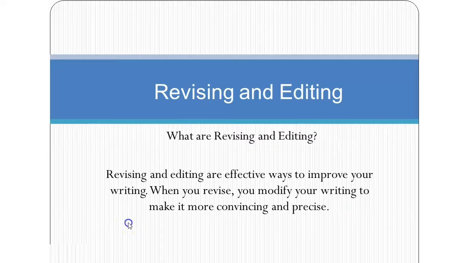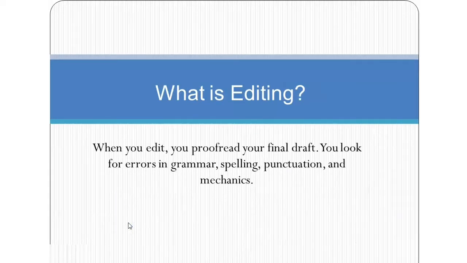طيب شو يعني editing now? When I say editing, it means I proofread my final draft. So when you edit, you proofread your final draft. You look for errors in grammar, spelling, punctuation, and mechanics. لما بحكي عن editing يعني أنا بدي صحح grammatical mistakes, spelling mistakes, punctuation. For example, أنا مش حاطة point at the end of the sentence، ما مبلش بcapital letter، ما عندي subject-verb agreement, and so on and so forth.